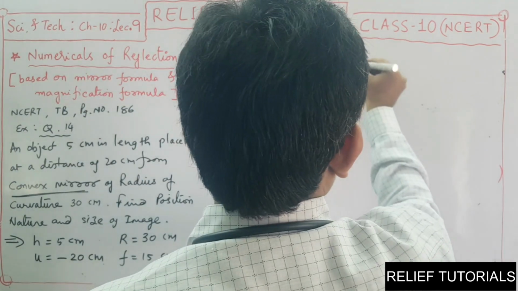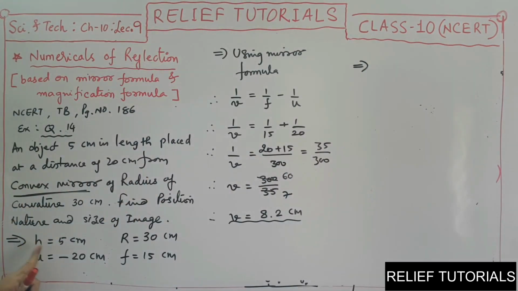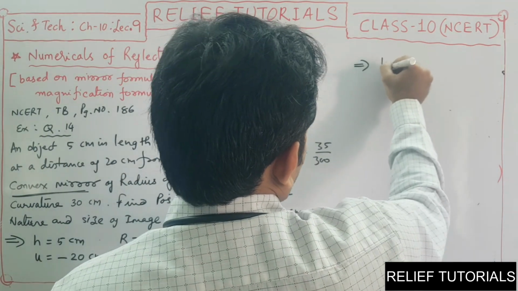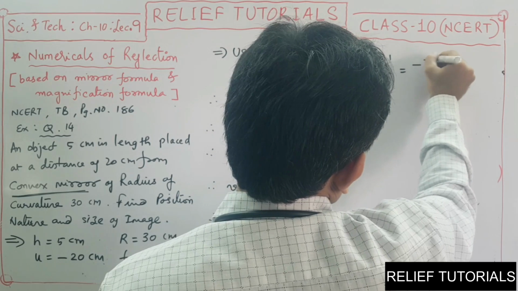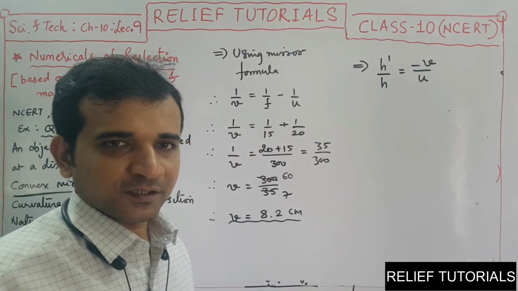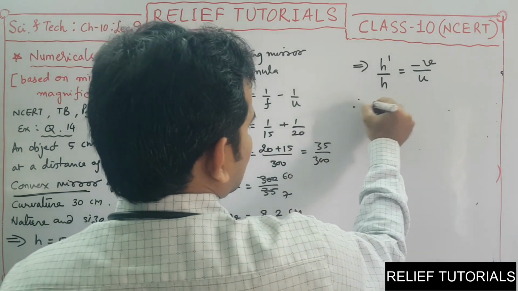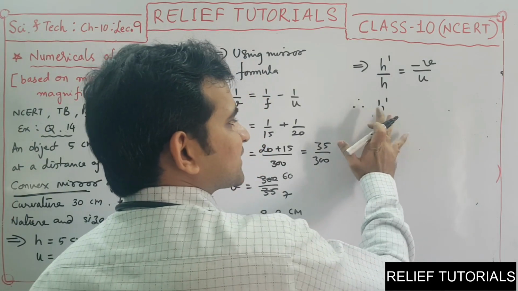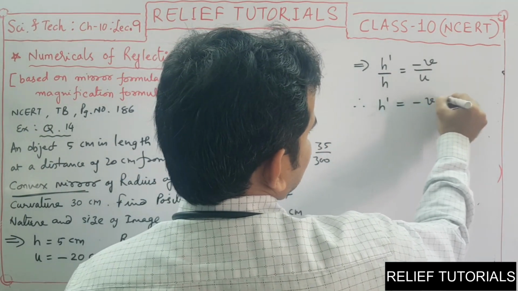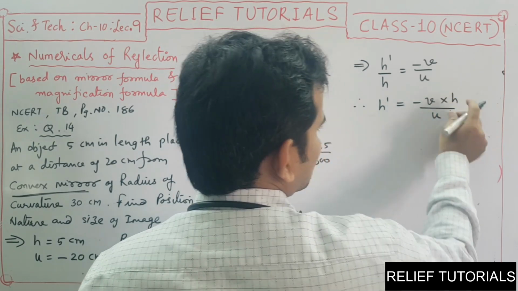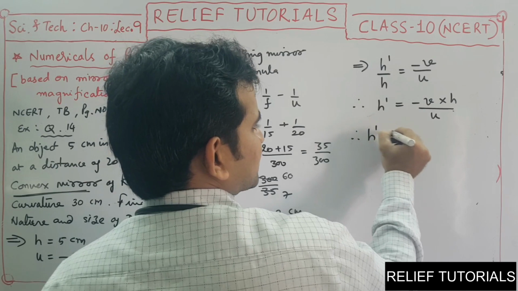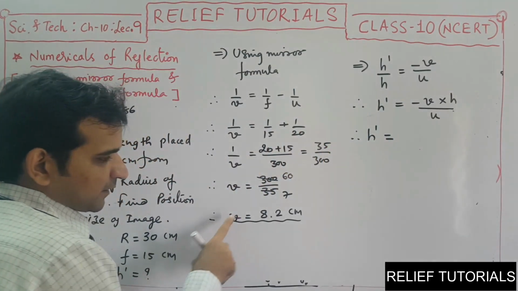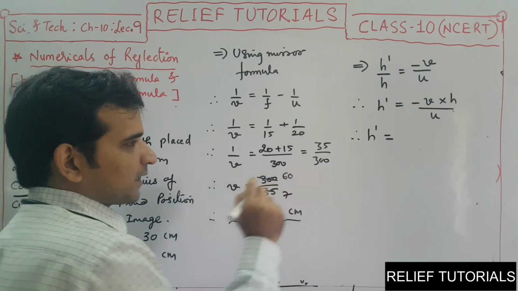And now, what about the size? So here the object size is given. Object size is given, so you have to find the image size h dash. In that case, you can use the relation h dash by h is equals to minus v by u, the magnification formula relation. Therefore, h dash is the only missing term here. So can I write like this? It is minus v into h by u. Yes, therefore, h dash is equals to minus v, minus 8.2, we can write minus 60 by 7.